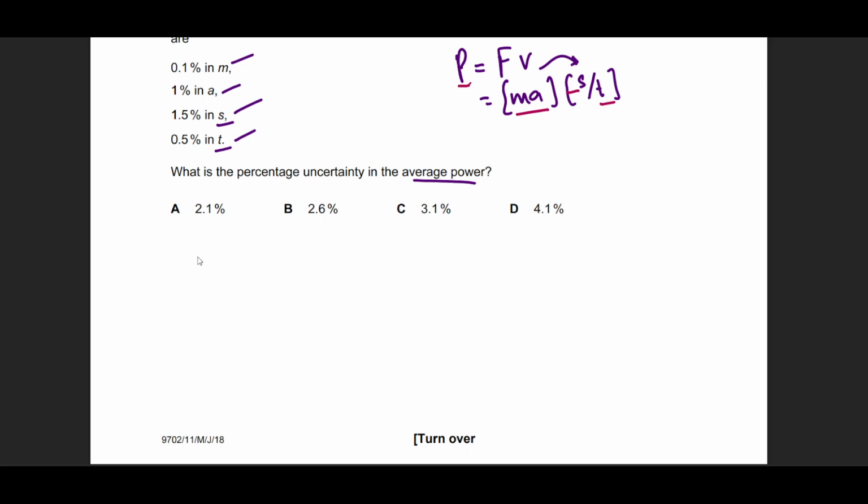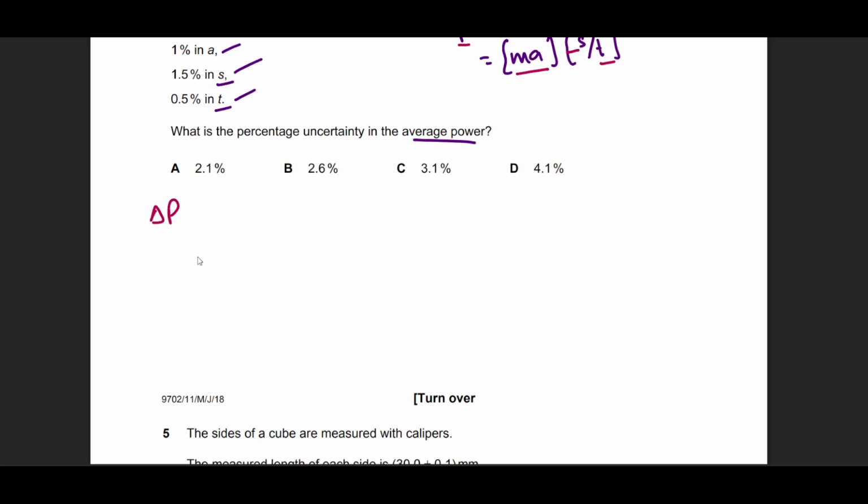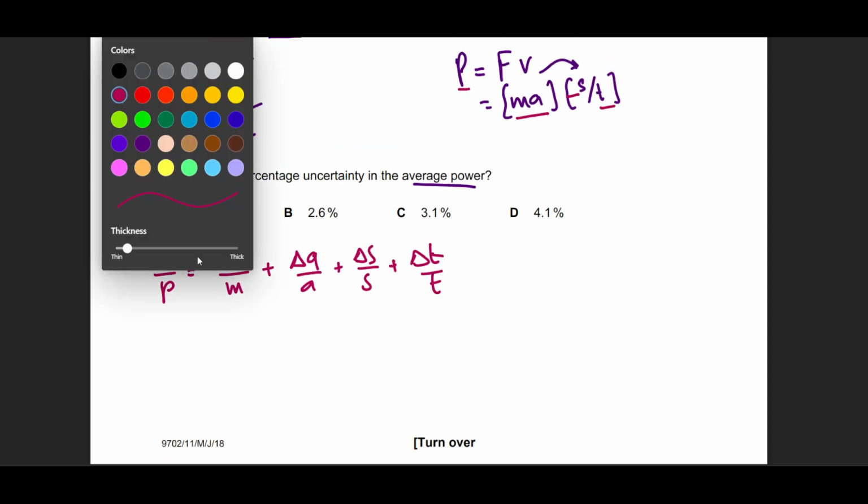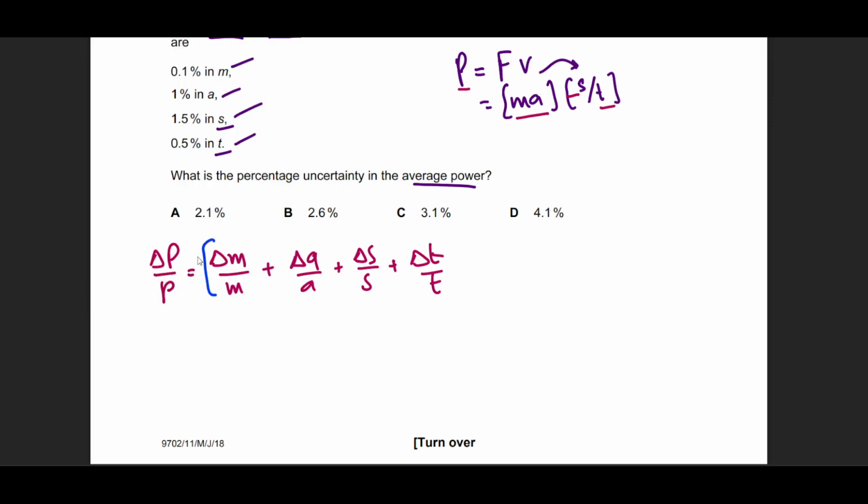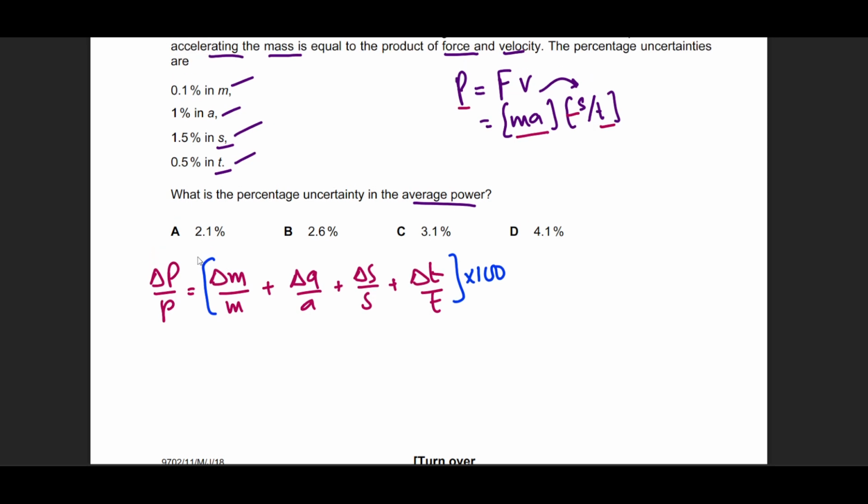So that will look something like this. So we are dealing with power. So this is going to be delta P divided by P equals change in mass divided by mass, change in acceleration divided by acceleration, change in speed divided by speed, change in time divided by time. Do we need to solve them? Are there any values given? So if you multiply this with 100, you get percentage uncertainty. Luckily, what he has done for us is that he's given that for everyone. He's given that percentage for mass, acceleration, speed, and time.